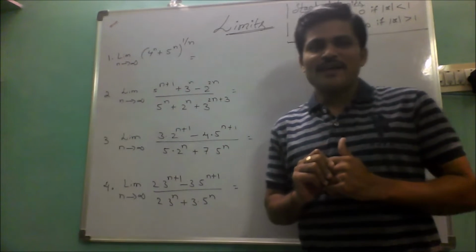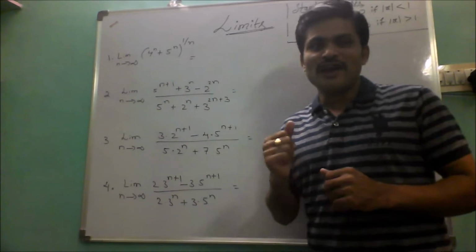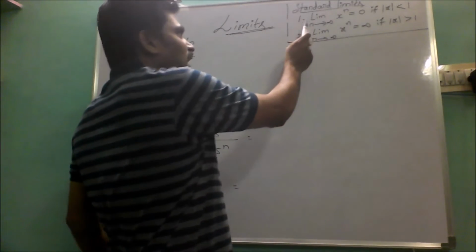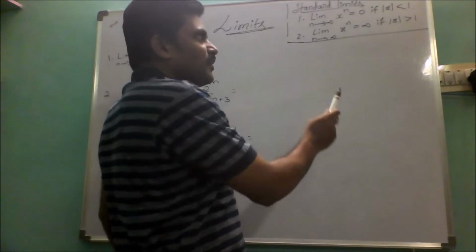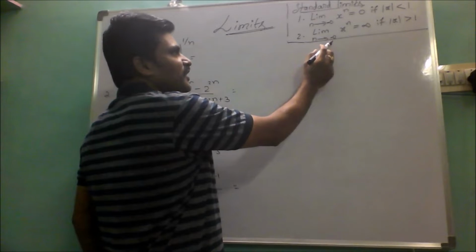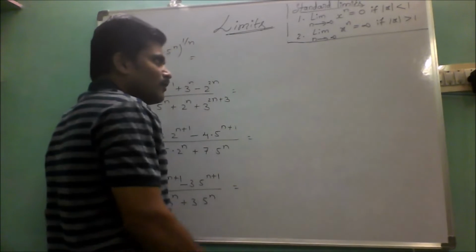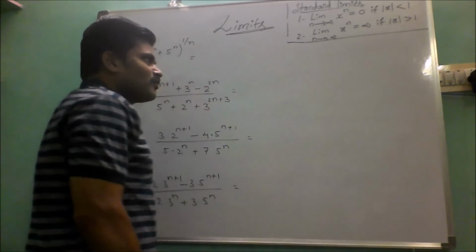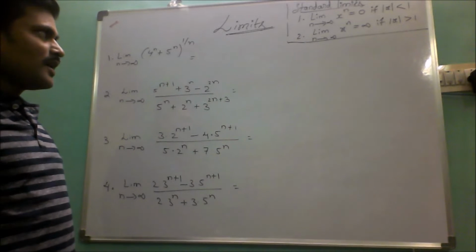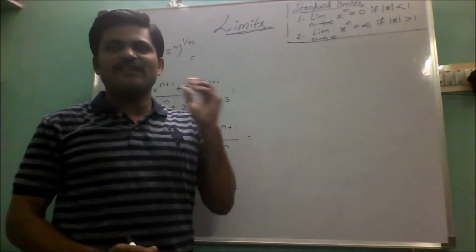Today we discuss the concept of limits. We take two standard limits. These are: limit n tends to infinity x power n equals 0 if mod x is less than 1, and the second one is limit n tends to infinity x power n equals infinity if mod x is greater than 1. We take these two formulas to find the solutions of the given problems. The solutions of these problems take only 10 seconds.